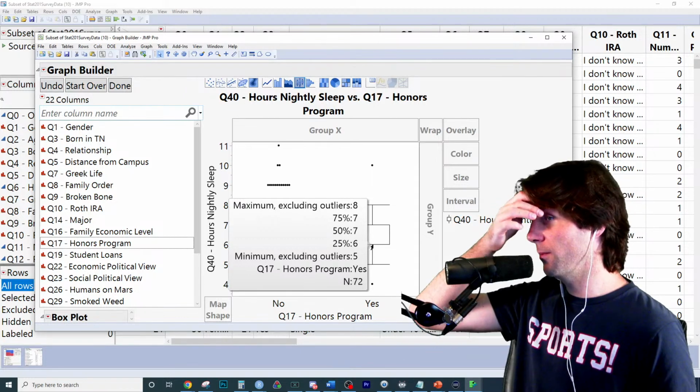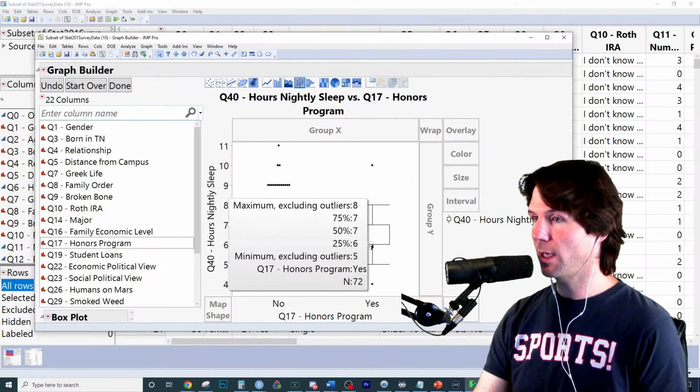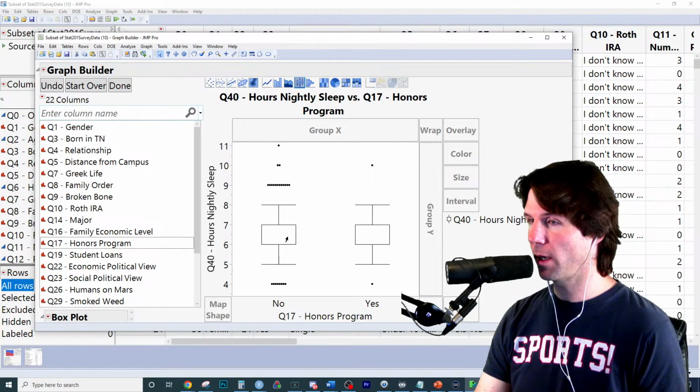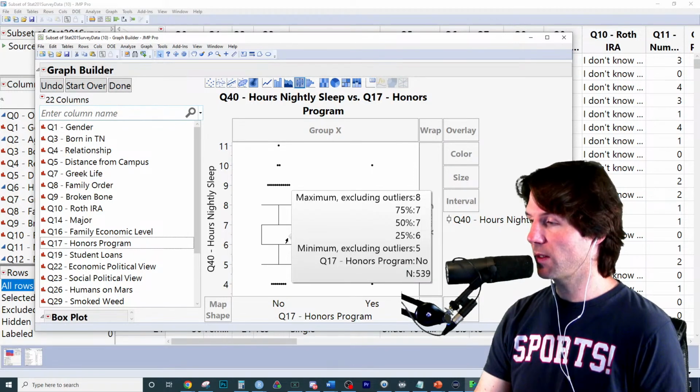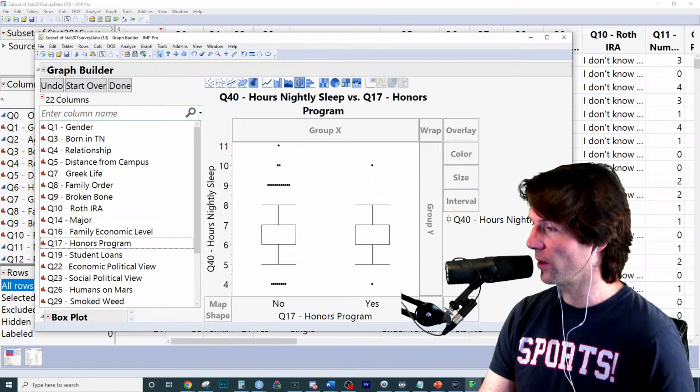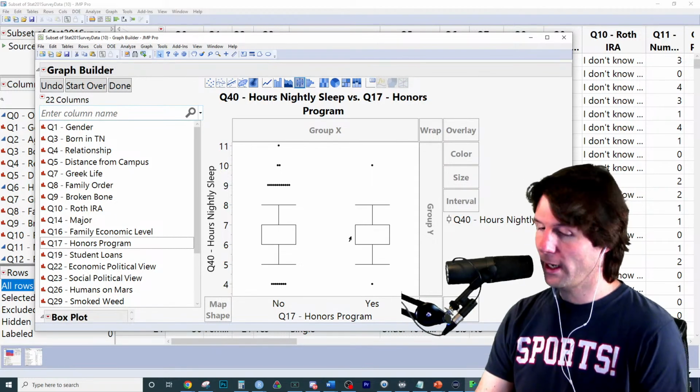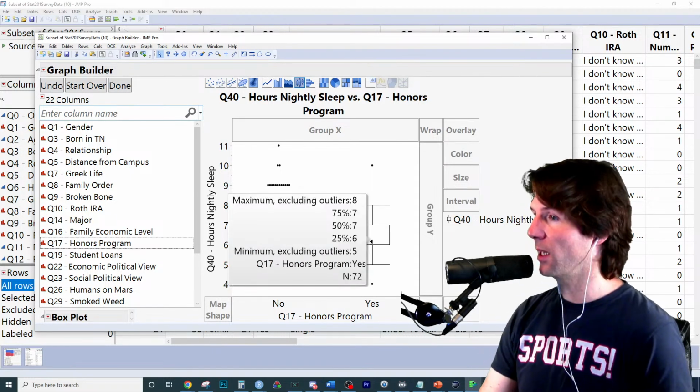Why do you not see the median here? And it's apparent when I hover over it. Ooh, we got some good questions right here from Sarah and Taylor. Why do you not see the median in these box plots?